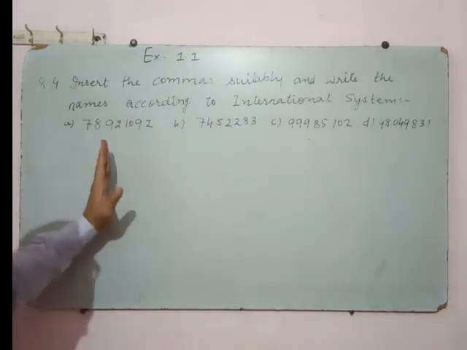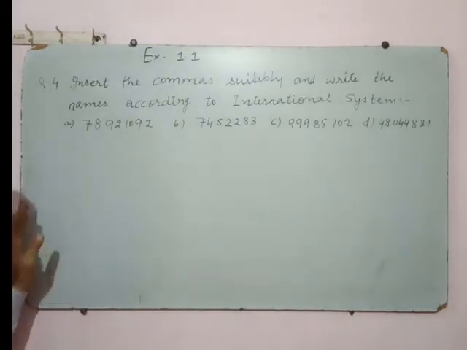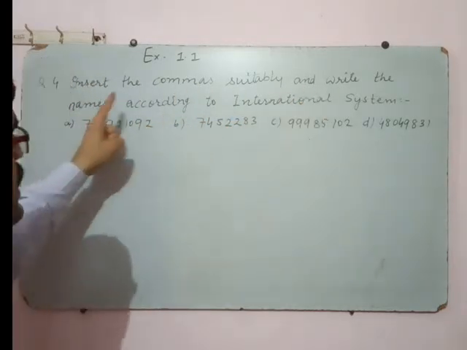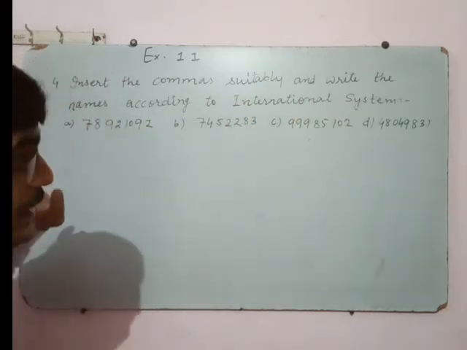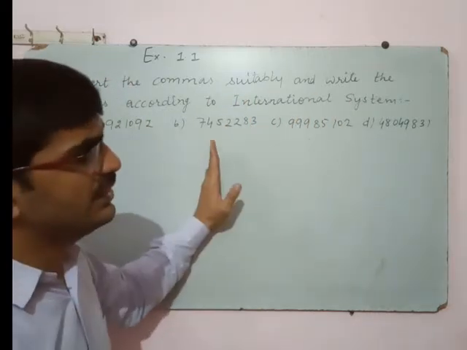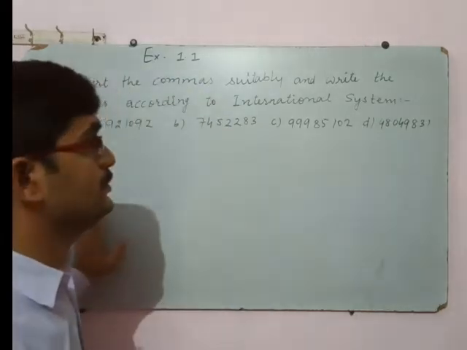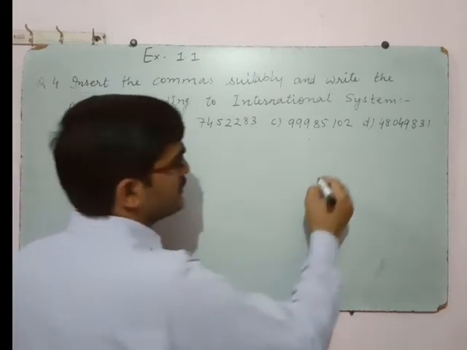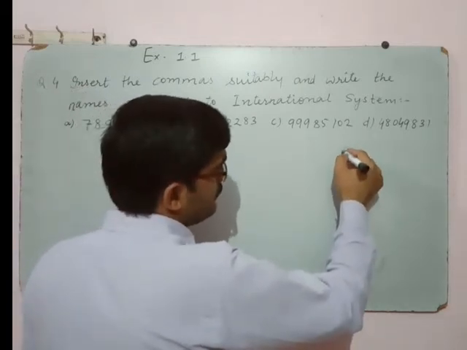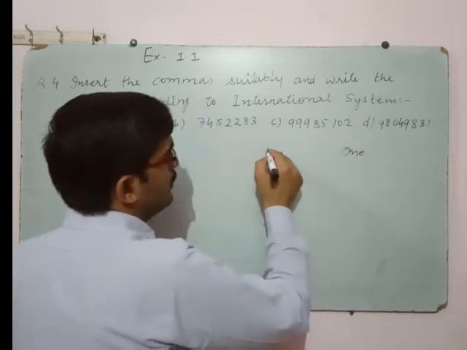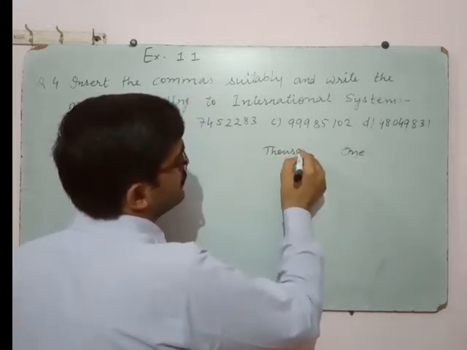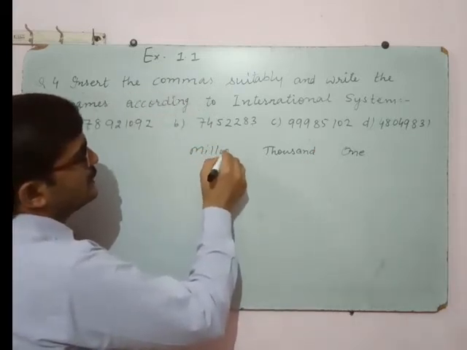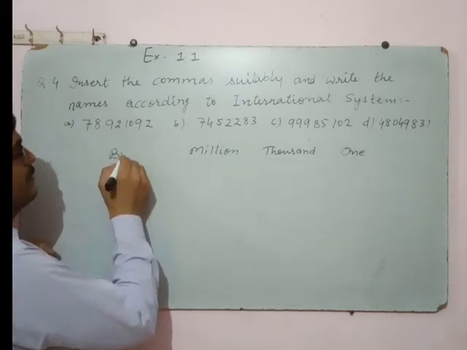So this is our fourth question. In this question, what you have to do, insert the commas suitably and write the names according to the international system. इंटरनेशनल सिस्टम के अकॉर्डिंग इनके अंदर कॉमा इंसर्ट करना है, एंड वी हैव टू राइट डाउन द नंबर नेम्स आल्सो. Okay, so first we have to know the international number system. In international number system there are four places: ones place, thousand place, million place, and billion period, sorry.